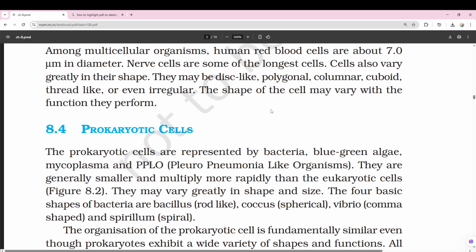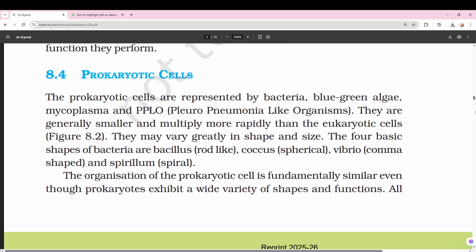Prokaryotic cells. The prokaryotic cells are represented by bacteria, blue-green algae, mycoplasma and PPLO, pleuropneumonia-like organisms. They are generally smaller and multiply more rapidly than the eukaryotic cells. They may vary greatly in shape and size. The four basic shapes of bacteria are bacillus, rod-like; coccus, spherical; vibrio, comma-shaped; and spirillum, spiral-shaped.